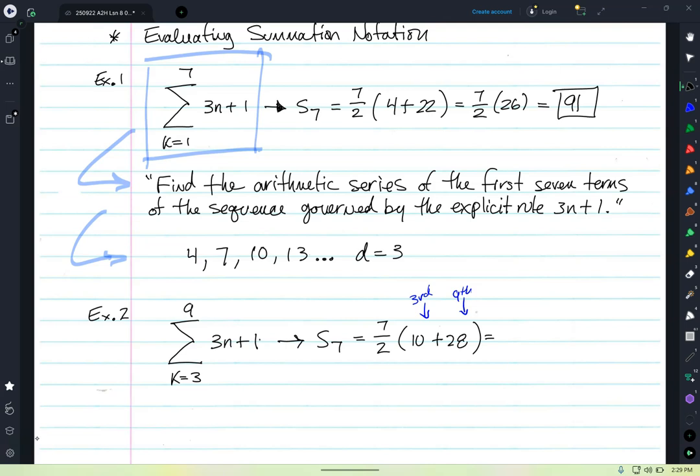Okay, so now I got 7 halves times 38. 38 divided by 2 is 19. 7 times 19: that's 70 and 63, which is 133. All right, 133. I cut 38 in half to 19, and then you just do 7 times 10 and then 7 times 9 and add them together.